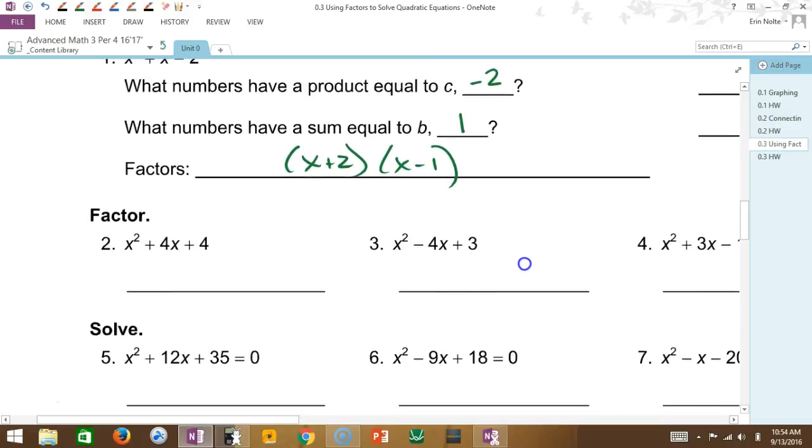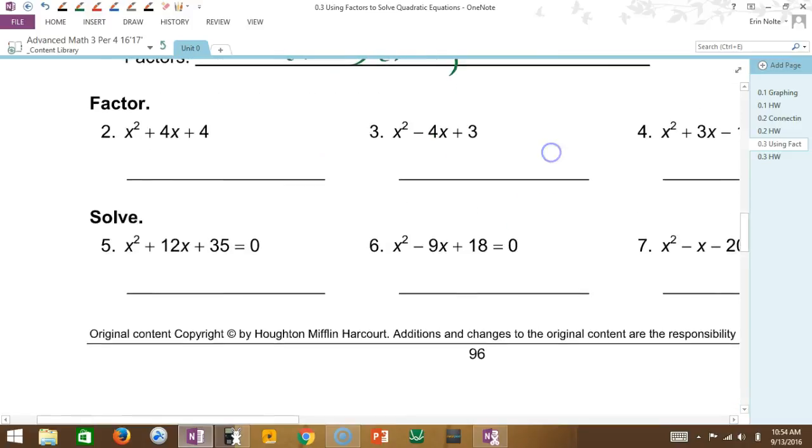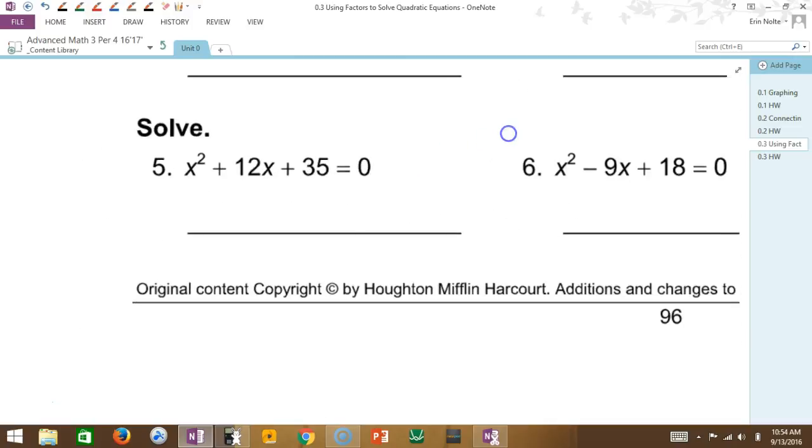Is this too easy? Am I wasting your time now? Yes. Can I go one step further and say, let's relate that to solving? What's different on question number 5? Now we have to go one step further and then take those quantities and set them equal to 0. Let's start by factoring it. Notice it's set equal to 0.